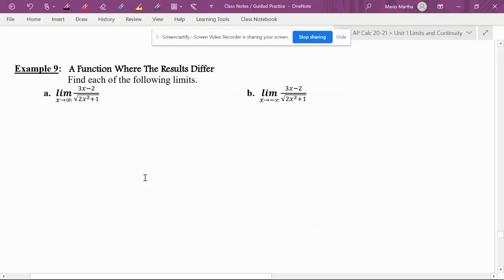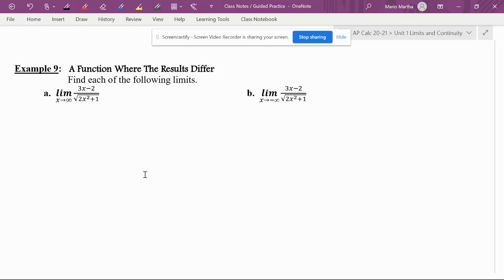All right, welcome back. This would be part 3, example 9 of topic 1.15. So a function where results differ. Find each of the following limits. The limit as x approaches positive infinity of 3x minus 2 over the square root of 2x squared plus 1.